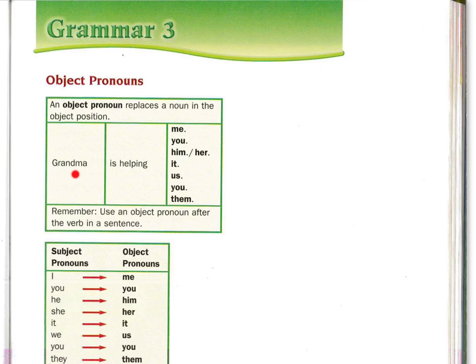Grandma, that's the subject, is helping, that's the predicate. Here's the object position. Grandma is helping me. So the object pronoun replaces a noun in the object position. This is the object position. Subject, predicate, object. Remember, use an object pronoun after the verb in a sentence, after the predicate or the verb.